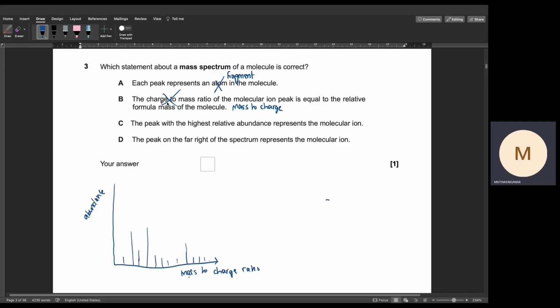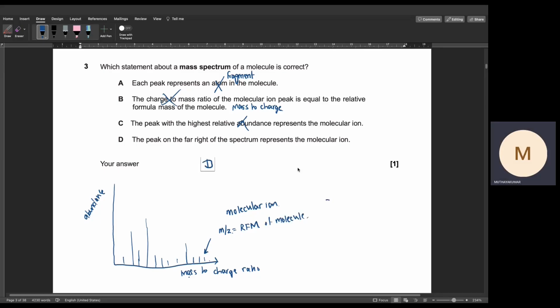C, the peak with the highest relative abundance represents the molecular ion. Also incorrect. Abundance is the y-axis. The height of the peak does not represent the molecular ion. It represents how much of it you have. The molecular ion is the peak on the far right of the spectrum. So it's this peak here. This peak has the mass to charge ratio which is equal to the RFM, and it's known as the molecular ion peak. So D is the correct answer.